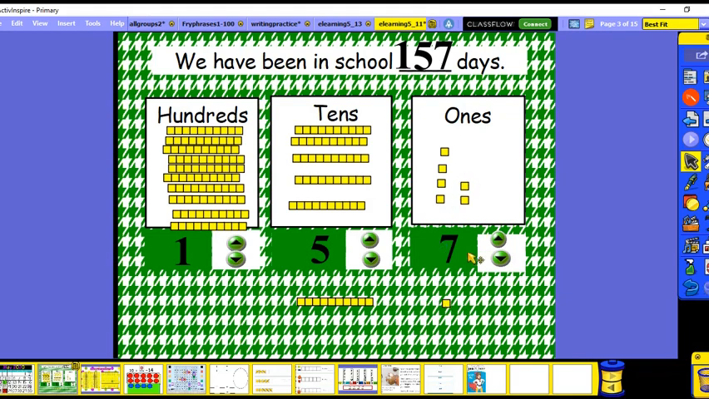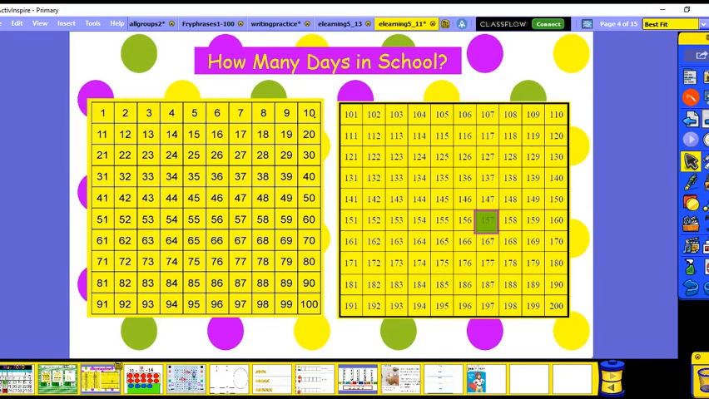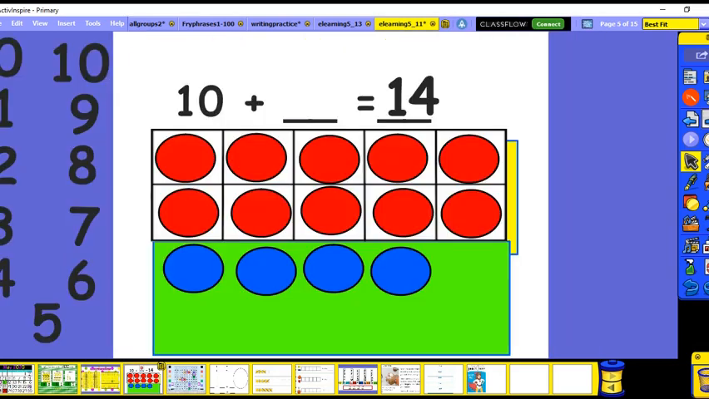So here's our 10 tens to make 100. Let's count by 10 to get to 100. 10, 20, 30, 40, 50, 60, 70, 80, 90, 100. Here's our 5 tens to make 50. 10, 20, 30, 40, 50, 150. And here's our 7 ones to make 157 days of school. Here it is on our chart.